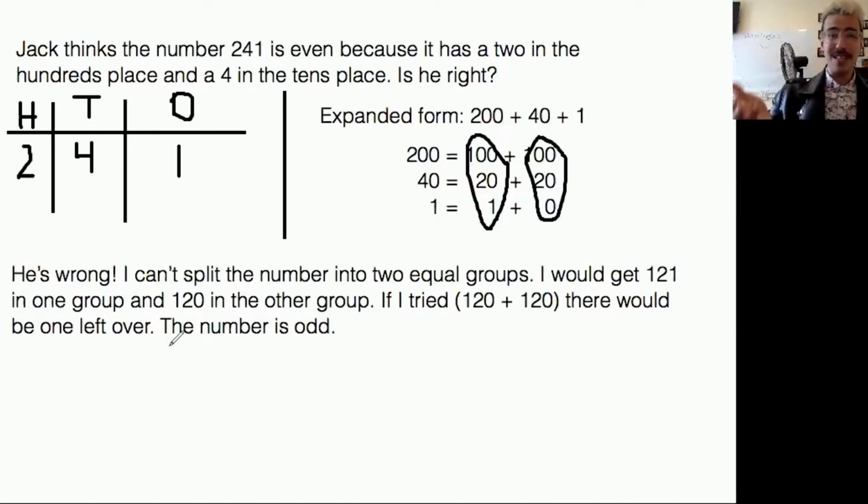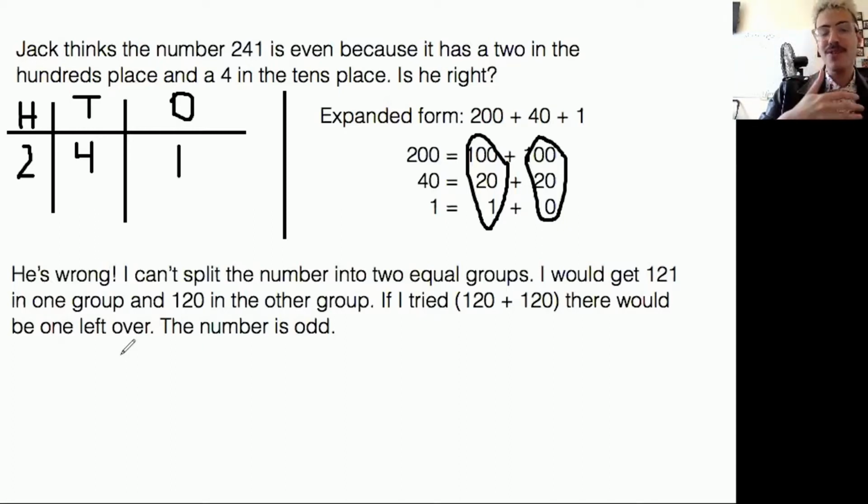Because I don't have equal teams, I don't have an even amount in each group, this number is odd. If I tried to make even teams, 120 plus 120, I would have 1 left over. And because I have a leftover, it's going to be odd. So he's wrong. I can't split the number into 2 equal groups. I would get 121 in one group and 120 in the other. The number is odd.